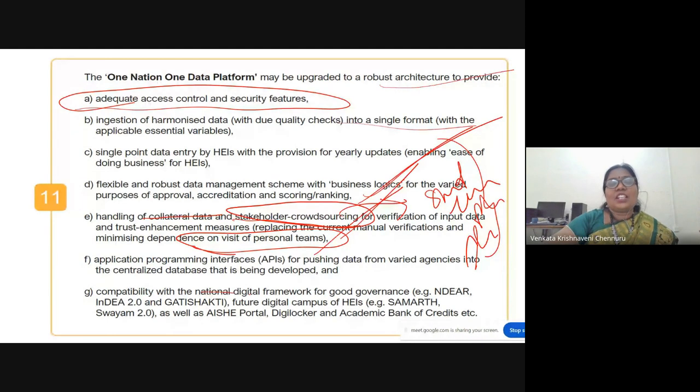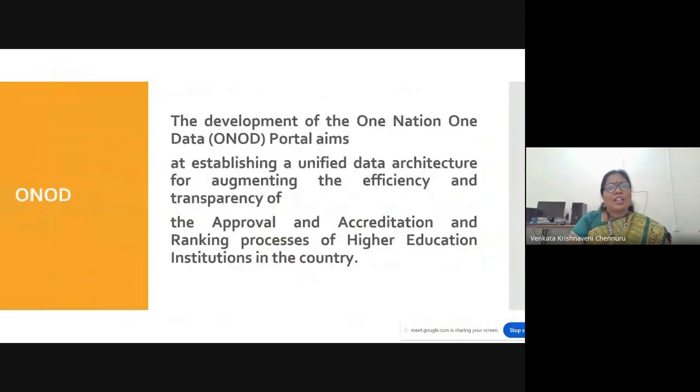Compatibility with the national digital framework for good governance, for example, NDR, INDEA, Gati Shakti, future digital campus of HEIs like SAMAR, the Swayam 2.0, as well as iShare portal, DigiLocker, and Academic Bank of Credits, all need information about higher education institutions which are operating independently. So instead of that, having a centralized secure database is much more required now.